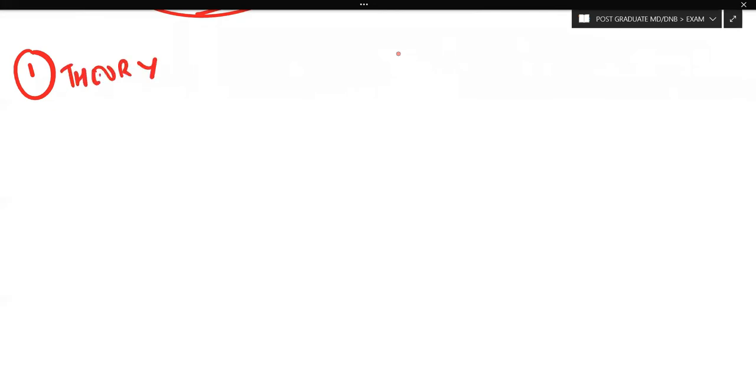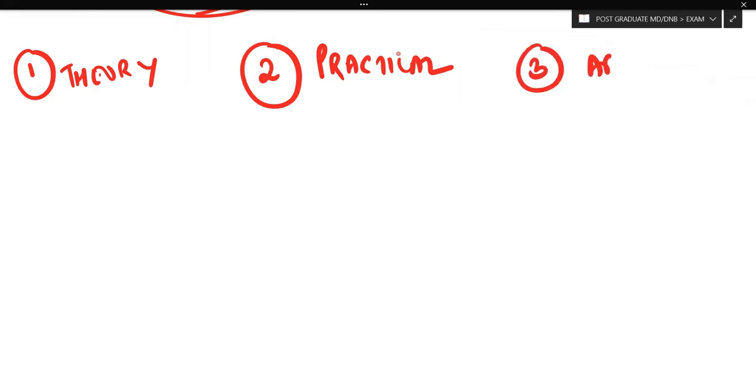So the first thing that we are going to see is the theory, then we are going to discuss the practical aspect, and lastly, we are going to discuss the approach. Okay, so this is how we are going to proceed. So the first important thing, we are going to discuss the theory.